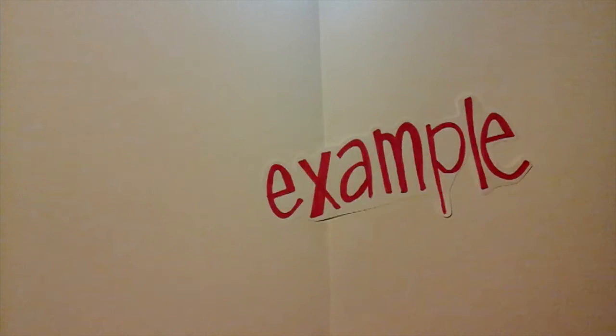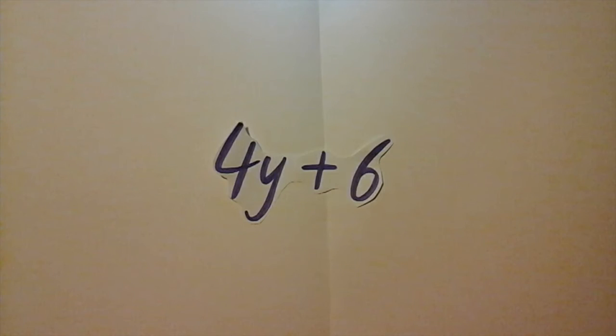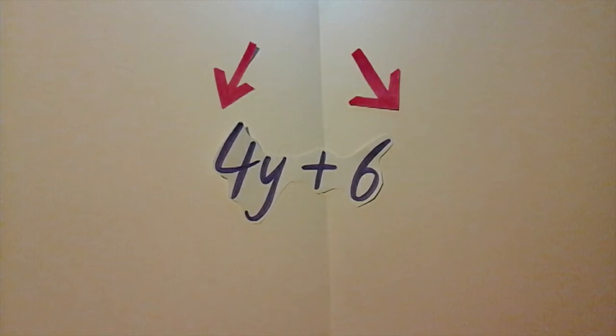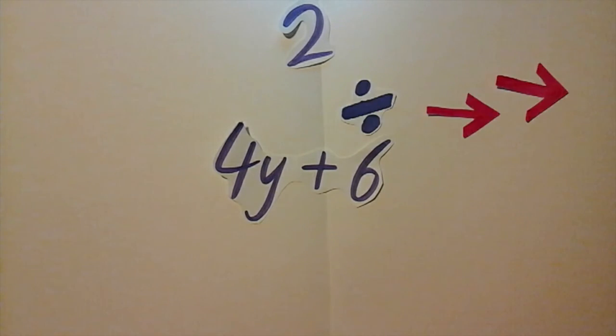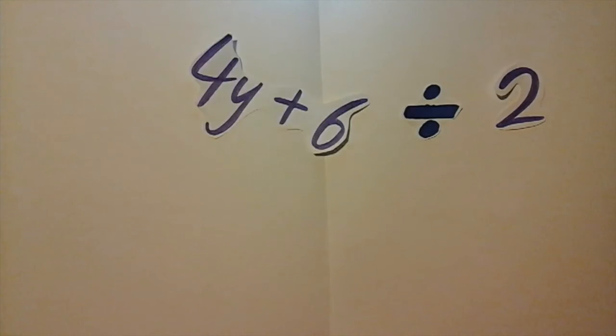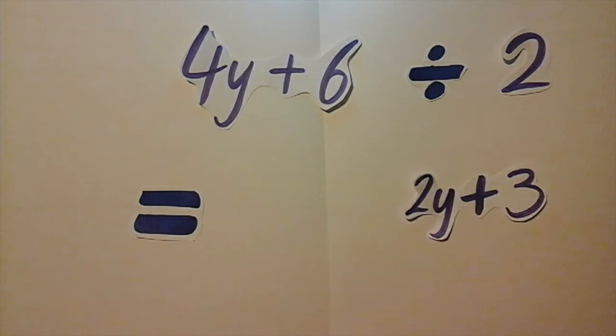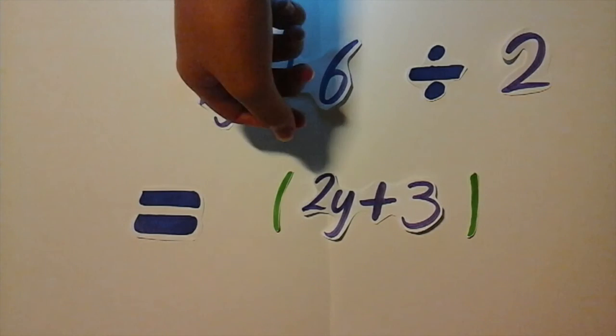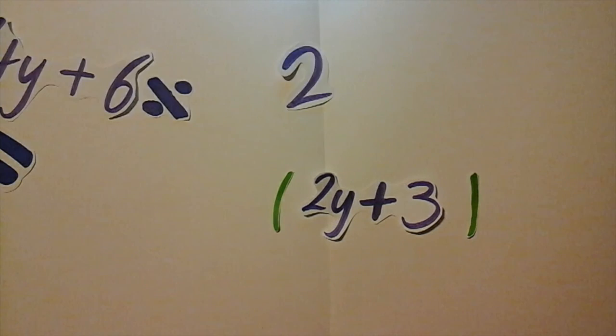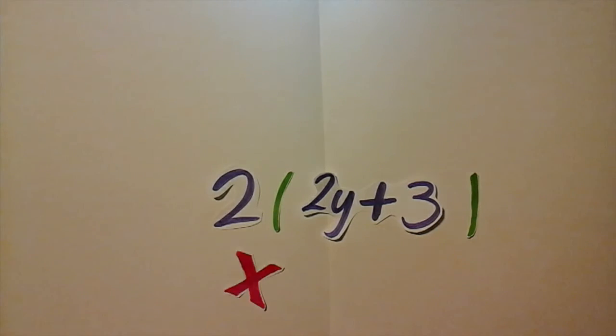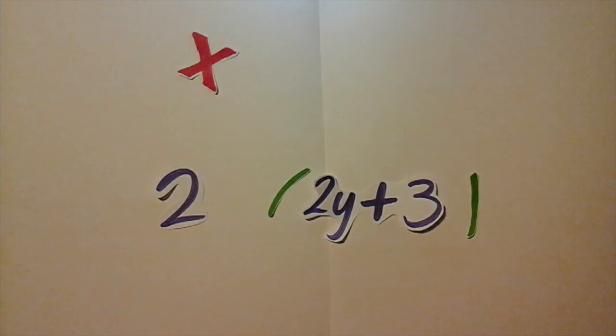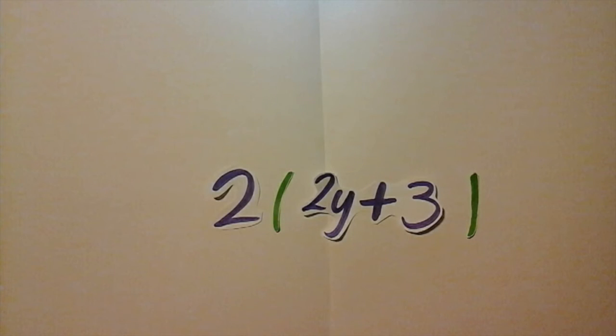Now, let's solve an example question. Let's take this one. Here, we need to factor the polynomial 4y + 6. We need to have the greatest common factor of 4y and 6. In this case, it is 2. So, we will divide this polynomial by 2. We get 2y + 3. Then, we will put the answer in parentheses and multiply it by 2. However, we know that we can remove multiplication signs in a polynomial. Therefore, we have 2(2y + 3).